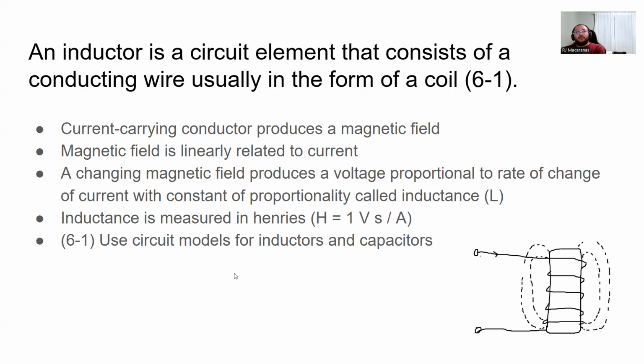When this magnetic field appears, it is linearly related to the current, right? The more current I have going through this wire, the more magnetic field will appear. Once you excite this structure with some current, it produces a voltage proportional to the rate of change of current, and the constant of proportionality is called inductance. Inductance is measured in henries. I've got it here as volt-seconds per amp.